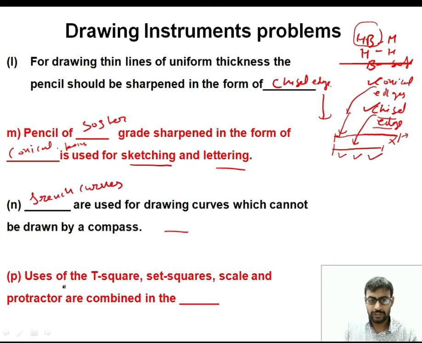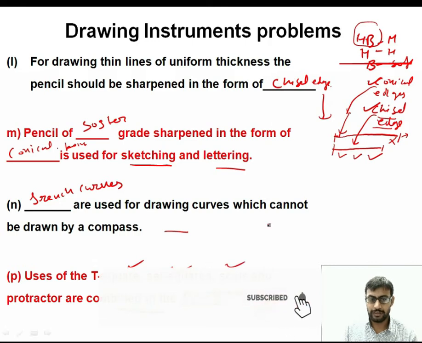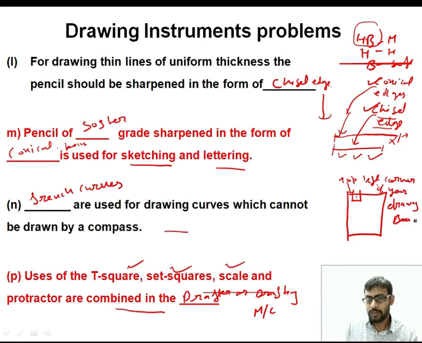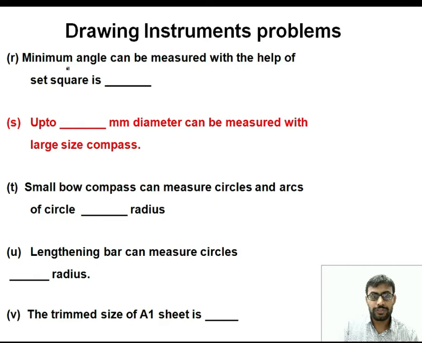So next question. Uses of the T-square, set square, scale and the protractor are combined in the dash. We already talked about the drafter, or you can say drafting machine, having the combination of these four: T-square, set square, scale and protractor. And the drafter is mounted at the topmost left corner of this drawing board, this means the top left corner of your drawing board. Clear? Your next question is, minimum angle can be measured with the help of set square.